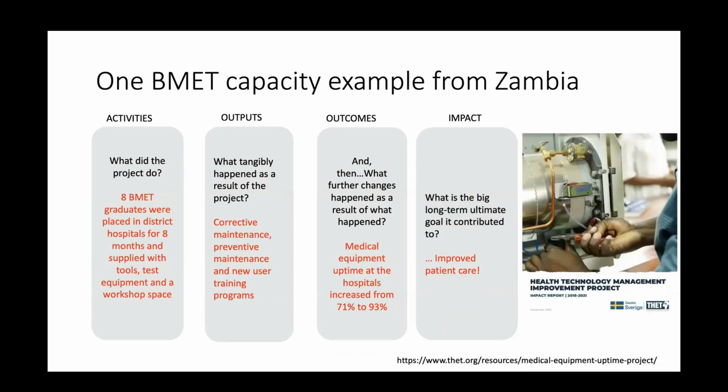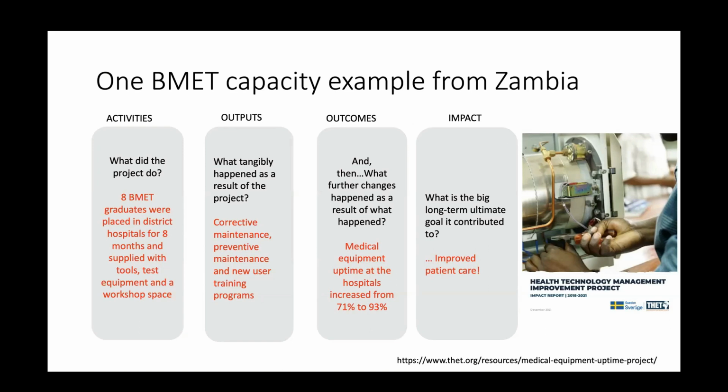I have a second example, which is an amazing initiative that took place in Zambia through various partners, including THET, the Tropical Health and Education Trust, and Nortec College. And this example is from the point of view of a project. So the activities, what did the project do? 8 of the graduates from the 4-year BMET diploma program that was created and is underway in Zambia were placed in district hospitals. They were each placed in a district hospital for a period of 8 months, and they were supplied with what they needed to do their job, technically speaking. So they had a toolkit, they had basic test equipment, and they had a workshop space.